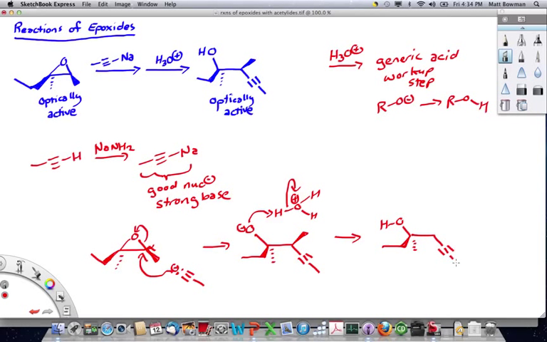Steps are pretty much irreversible, each of them. And since we're starting with a chiral optically active epoxide, and nowhere does a molecule become achiral, the product is also optically active.